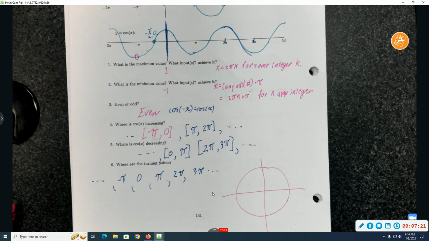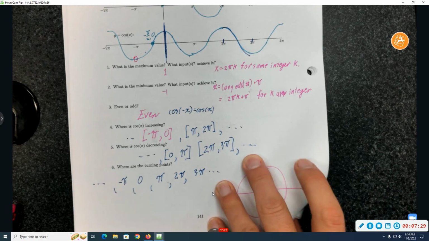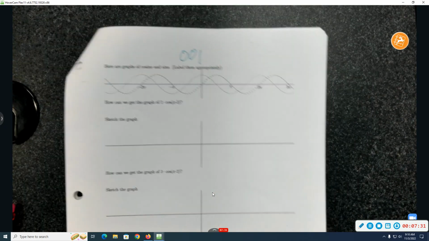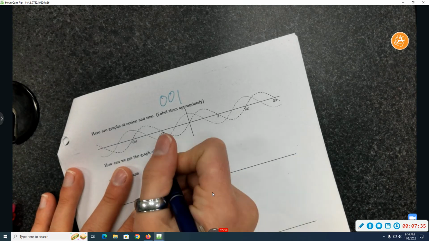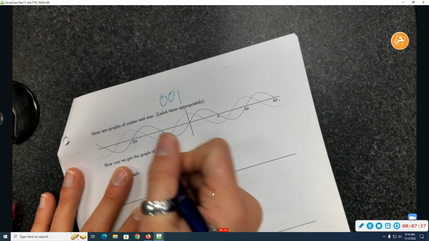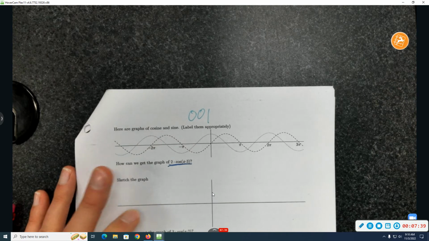Turning points, intervals of increase, decrease. Is it even? Is it odd? Where is it maximized? All the normal stuff. Let's start doing some other things with these. Let's start thinking about something that won't seem terribly surprising.